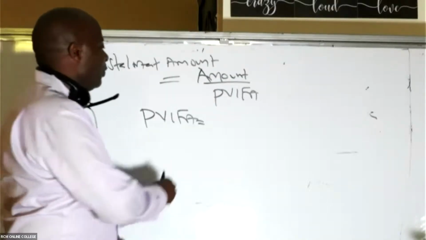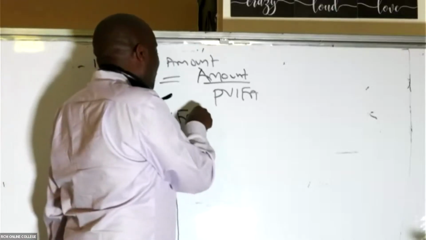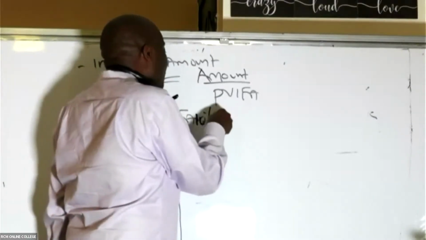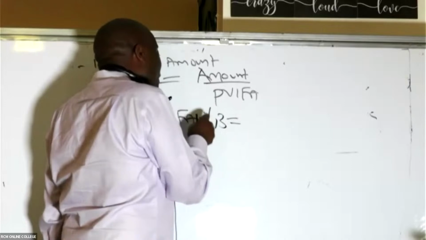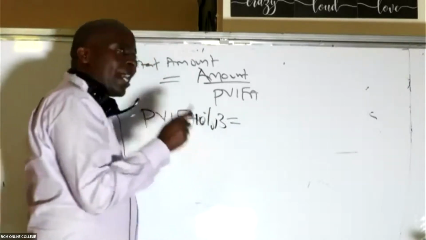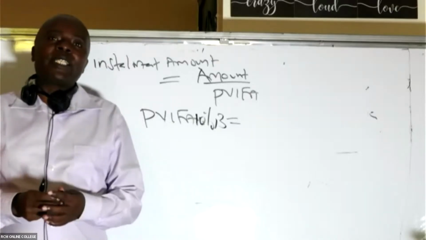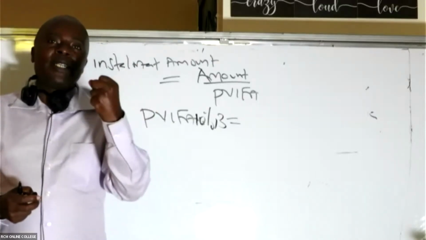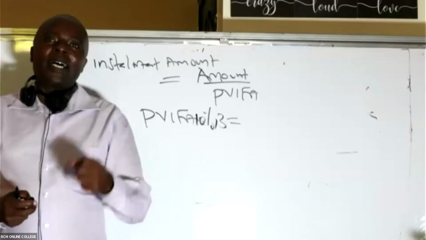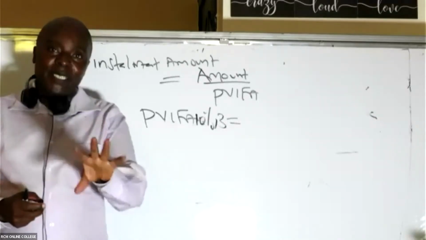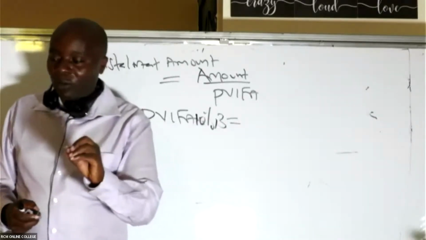So you want PV-FA, 10% for how many years? For 3 years. 10% is on your table there. There is a table called the annuity table. You go there and read. You don't have to tell the examiner that you want to flex the muscle and show that you are very, very strong. No. If the percentage is on the table, you read it from the table.